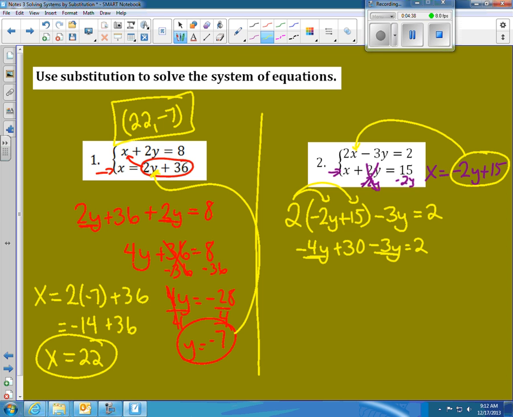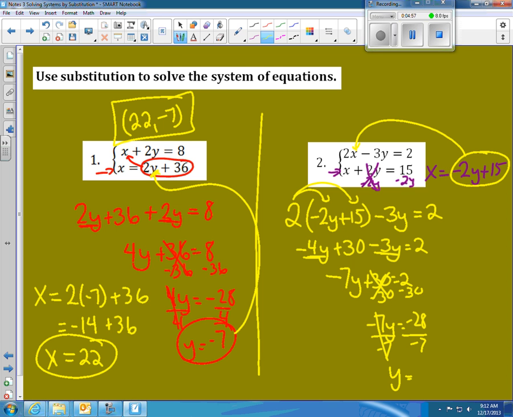-4y and -3y on the same side of the equal sign, so I get -7y plus 30 equals 2. So subtract that 30 over, now we're just solving for y. So we have -7y equals -28, divide by -7.